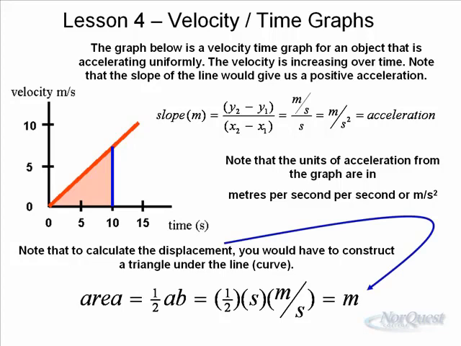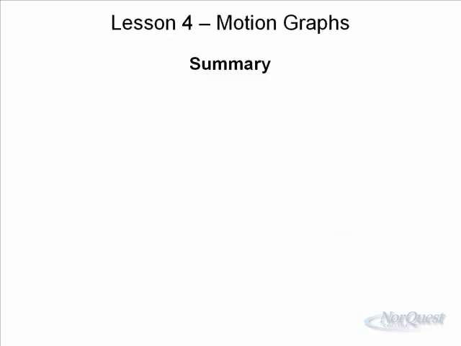And of course, in order to calculate the displacement, you would construct a triangle under the curve and you would get meters, which would be good. Now, if we substituted numbers in there, then we would get the proper mathematical answer to this particular problem. What is the displacement of this particular object after 10 seconds?